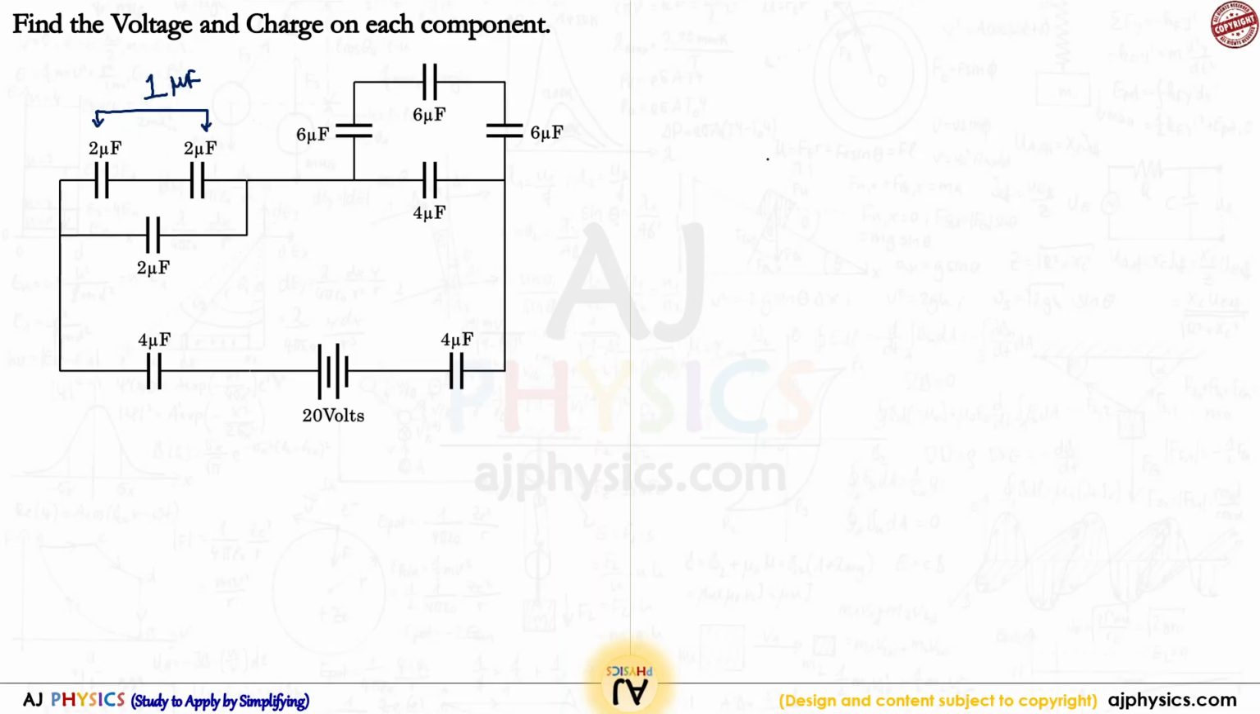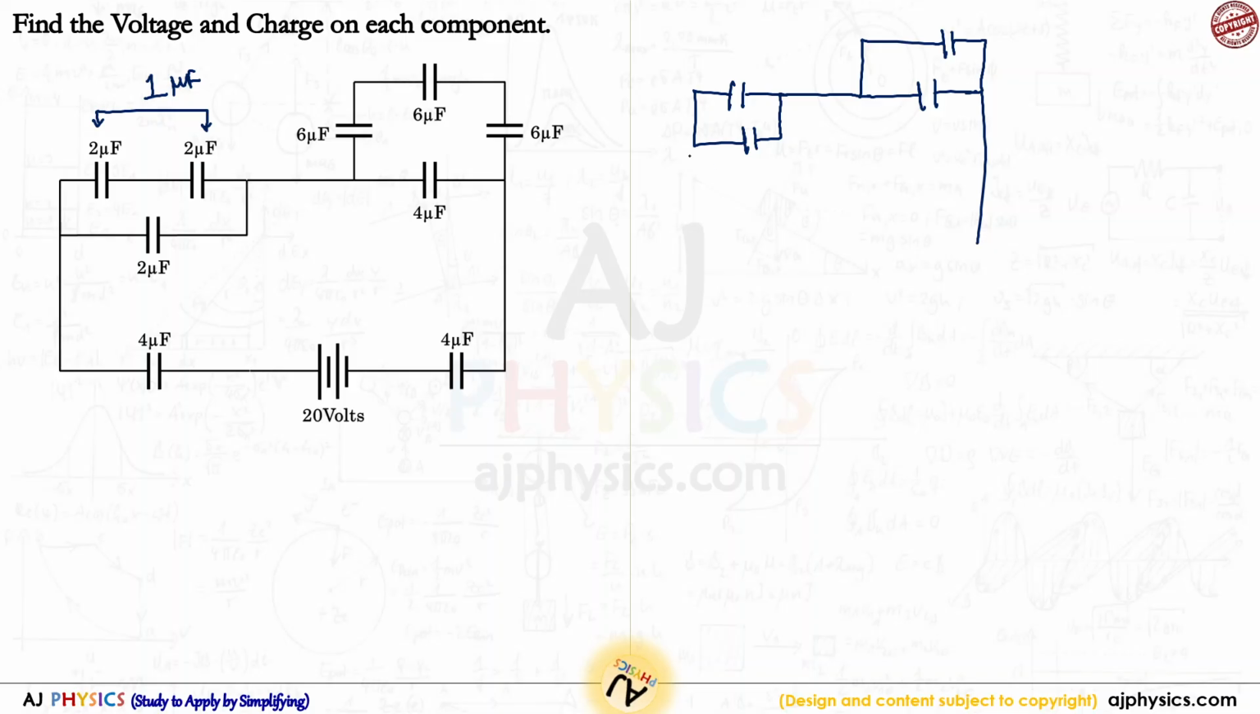Then 1, okay, let's make the circuit first. This is 1, and then you have 2 in the parallel. Then in another block you have a 4 microfarad, then you have 2 in the parallel. Okay, and the last steps are like we have a 4 over here and we have a 4 over here. This is 1, this is 2, this is 2, this is 4, this is 4 and 4, and this is 20 volts. Okay, so 4 and 2 will give you an answer of 6.